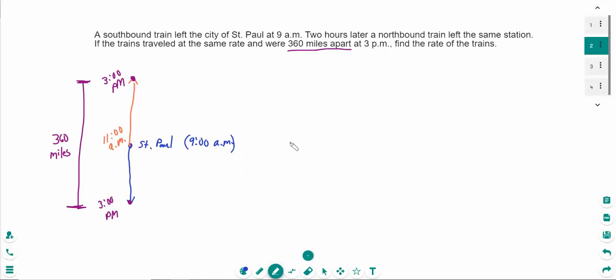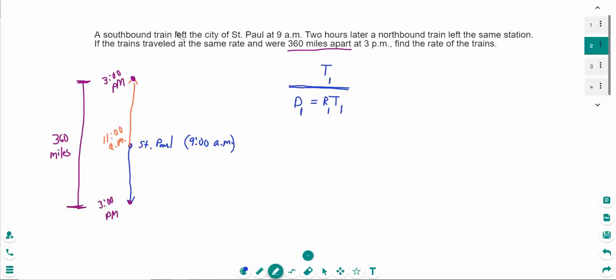So maybe what I'll do is I'll put train number 1. This will be train number 1, the blue train, the one that left St. Paul at 9 o'clock a.m. and went south. All right. What do we know about train number 1? Let's get some information out here for train number 1. So train number 1, what we're looking for is the distance. Let's just plug in this formula. Distance of train number 1 is equal to the rate of train number 1 times the time of train number 1. That's just our distance formula. That's the golden formula right there.